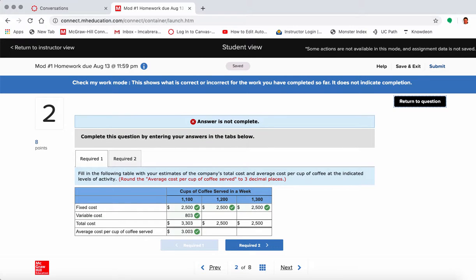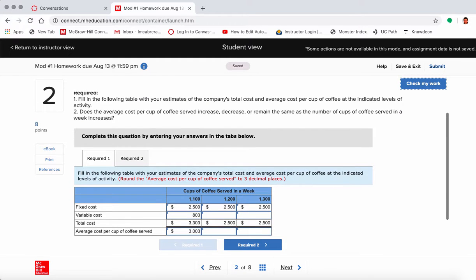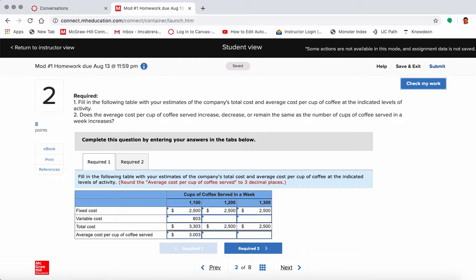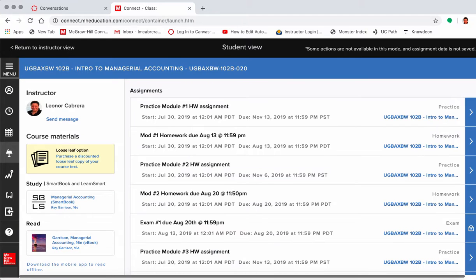You'll notice it says your answer is not complete. Return to the question. And let's say you're busy and something comes up and you can't finish your homework. Rather than hitting submit and having to do another attempt, just click on the upper right-hand corner, save and exit. So it lets you know your assignment's been saved. Exit now. And that is how you would do your homework.